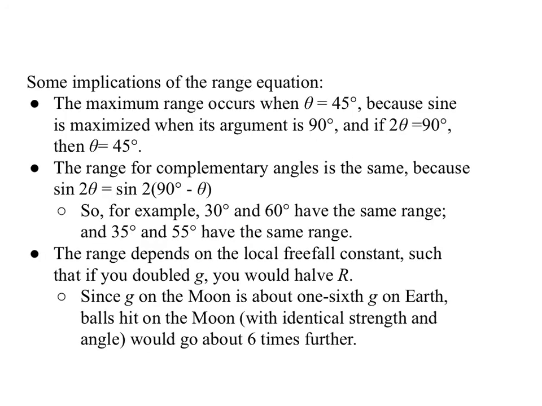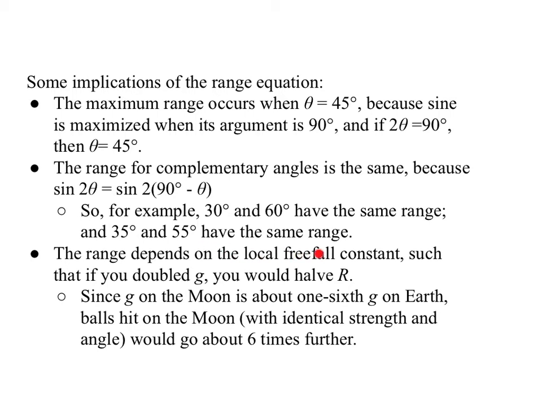Some implications. The maximum range does occur when theta equals 45 because sine is maximized when its argument is 90. So if we want 2 theta to be 90, then theta should be 45. Next, the range for complementary angles is the same because sine of 2 theta is the same as sine of 2 times (90 minus theta). So for instance, 30 and 60 have the same range. 35 and 55 have the same range.